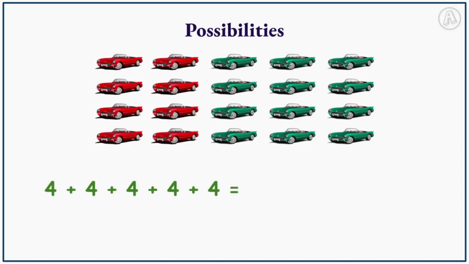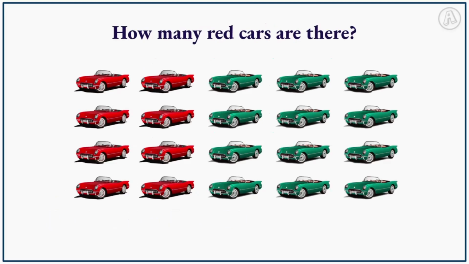We can either add 4 plus 4 plus 4 plus 4 plus 4, which will give us 20. Or we could add 5 plus 5 plus 5 plus 5, which also gives us 20. We can see that we can add these numbers in any order and we will arrive at the same answer. Now let's see if this rule is true for multiplication.